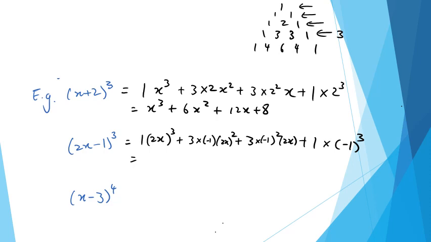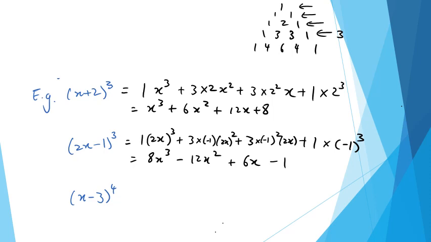Anyway, you then go through and simplify it. So we have 8x cubed minus, what's that, 3 times 4, so 12x squared plus, because the middle one's a negative, the next one is negative 1 all squared, which is positive. So then we have 3 times 2, which is 6x plus, minus 1.